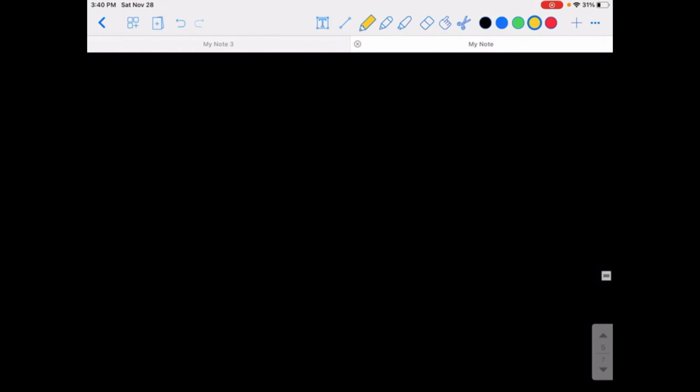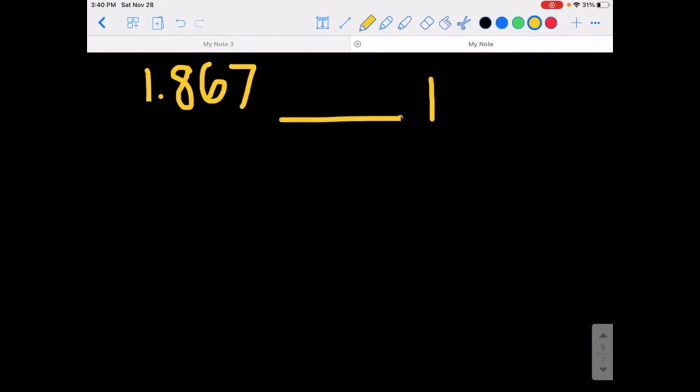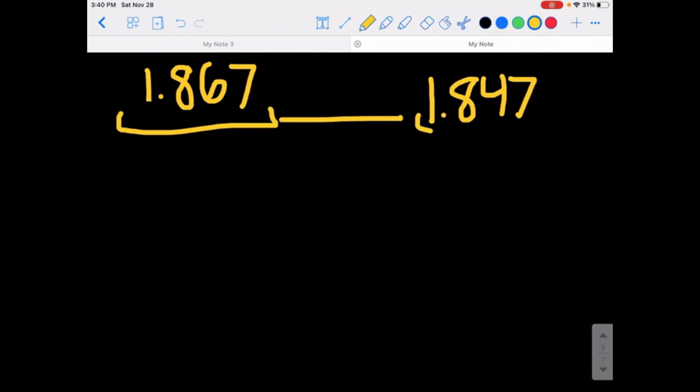Let's do some examples. So 1.867 and 1.847. This one's pretty clear, easier again. So which one is greater? They're both positive numbers, so it's a little bit easier here again. So this one is greater, right? This one's going to become 2 a little bit faster than the other one.